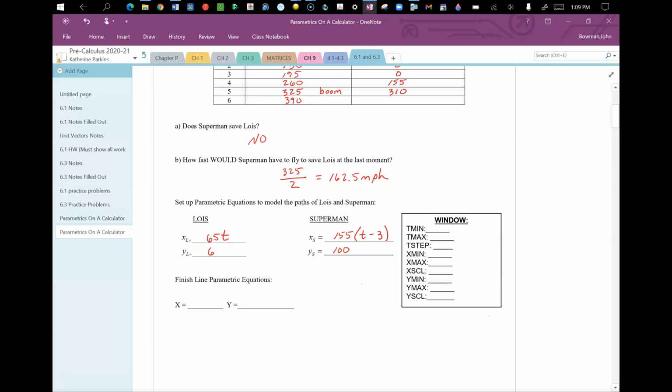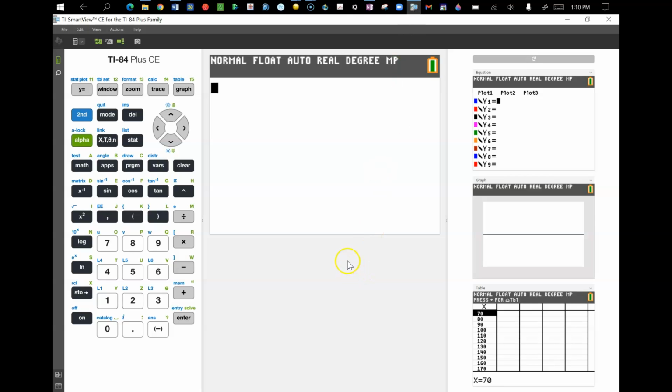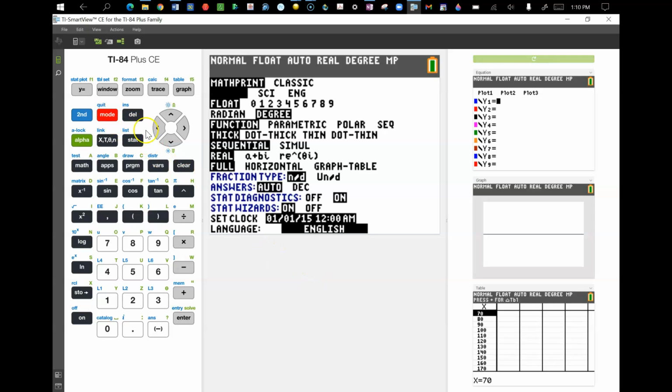What we're going to do now is transition to the calculator, and we're going to talk about how to set up the calculator and the window in the calculator so we can see this scenario play out. The first thing I want to do is grab my calculator and put it in parametric mode. And to do that, we go over to the mode button and we go down until we find the row that has this information: function, parametric, polar, and sequential. And we switch to parametric, and then we go back to y equals.